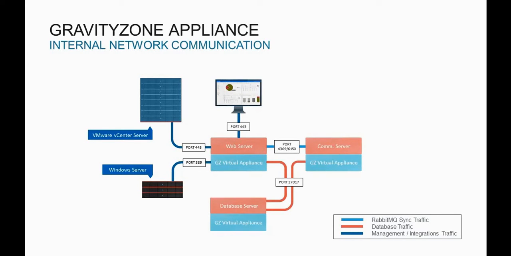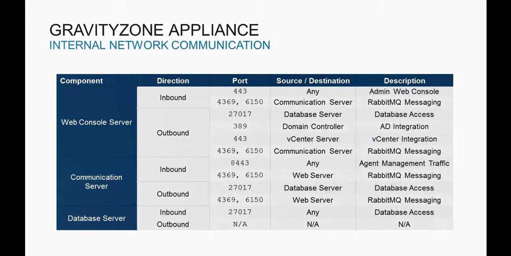The diagram on this slide shows you how the GravityZone server roles interact with each other, and with third-party components like vCenter Server, or Active Directory. The ports used for the communication between the GravityZone server roles and with third-party management tools are listed in this table.